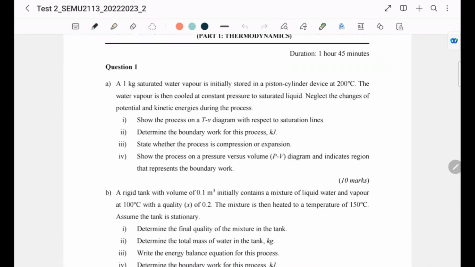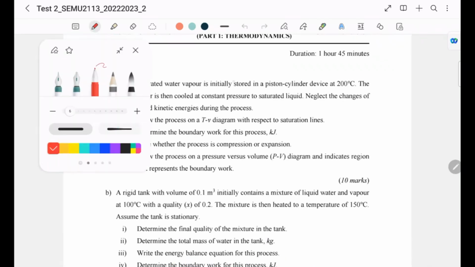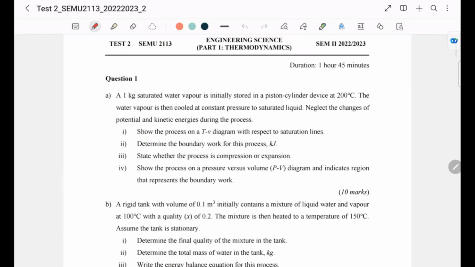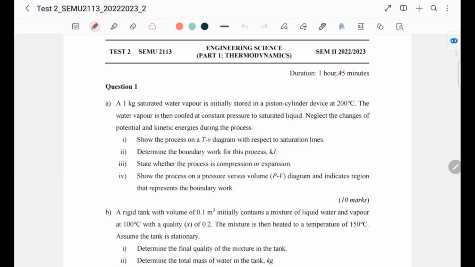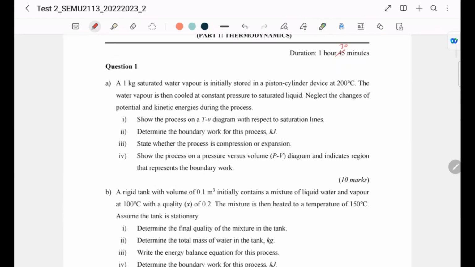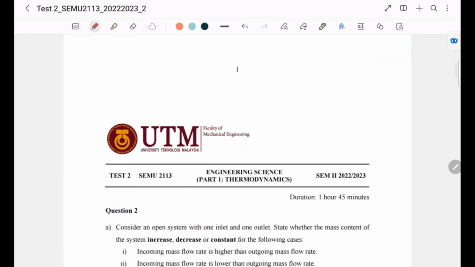So in your test two, there will be two questions. This is a past year paper, 2022, 2023. It's 1 hour 30 minutes, not 45 minutes anymore. And two questions: the first question will be on the closed system, and the second question will be on the open system.